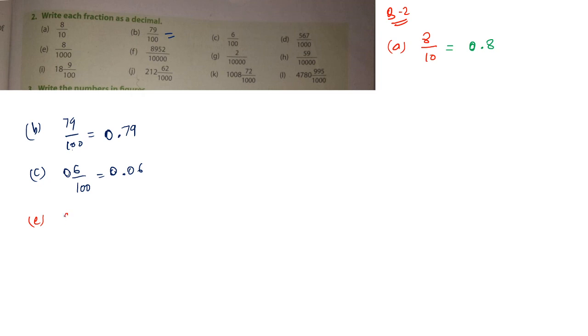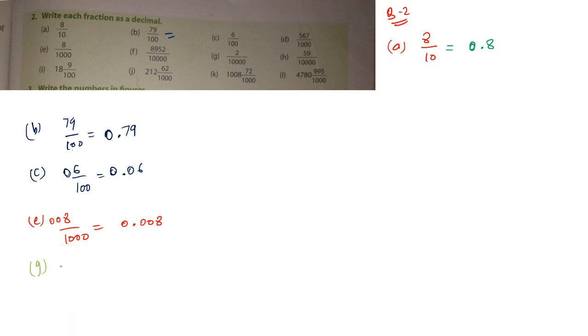Part E, 8 upon 1000. Three zeros are there, so you have to put the decimal after three numbers from the right-hand side. Only one number is there, so put two zeros on your own. So 8, then 0 0, and the decimal. You will read it 0.008.